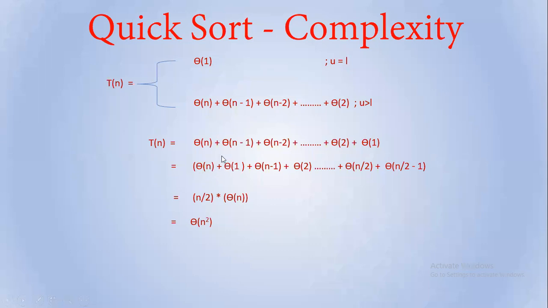Here we are going to divide this one into 2. So theta n plus theta 1 is having theta n. So this will be again theta n. At last this will be again theta n, right? So there will be n by 2 times theta n. So when this is multiplied, we get the complexity of Tn as theta n squared in the worst case. So what is the worst case? The worst case is either the input array is in completely ascending order or completely in descending order.